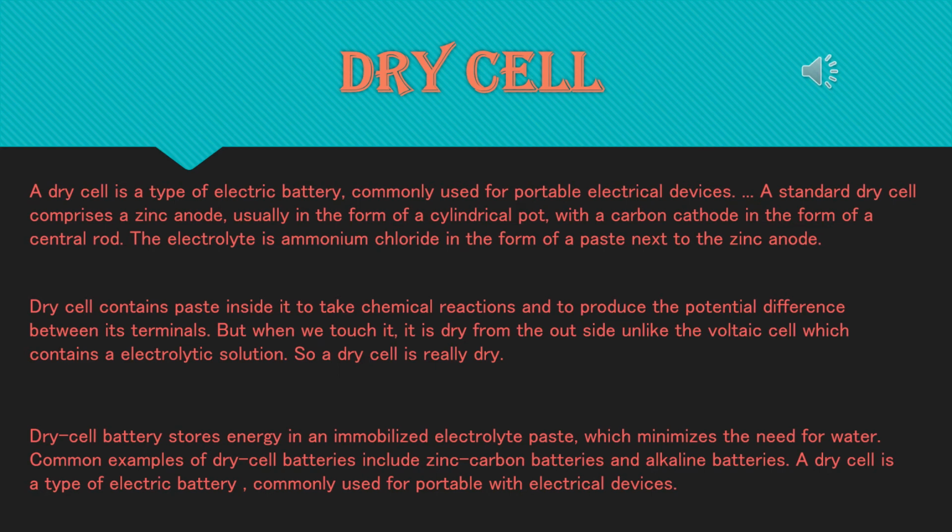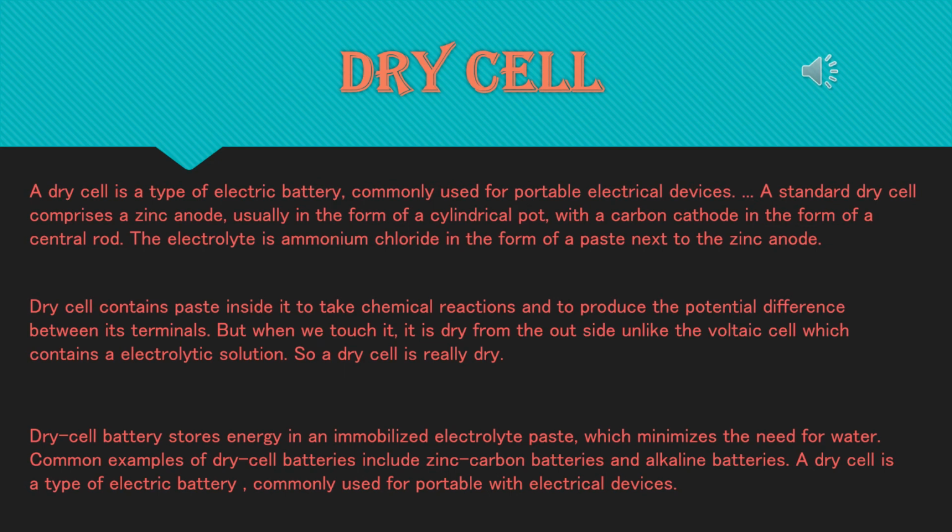But we are not talking about lithium battery. Maybe you are asking me about mobile batteries. No, these are not, because these are all lithium batteries. Now, a dry cell contains paste inside it to take chemical reactions and to produce the potential difference between its terminals. The mechanism is the same as a simple voltaic cell, but it is dry. When we touch it, it is dry from the outside, unlike the voltaic cell, which contains an electrolytic solution. So, a dry cell is really dry.